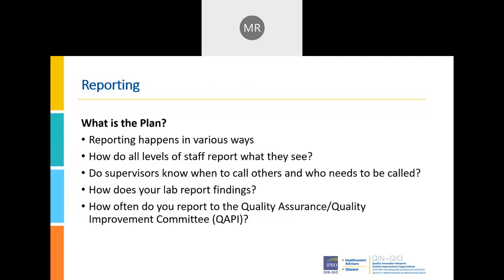So when we talk about reporting, you have to look at what your plan is. Reporting happens in a variety of different ways. It could be all levels, so you want to make sure your CNA knows to report to your LPN, who knows to report to the supervisors, and the DON and administrator know who they need to report to. Reporting in a facility can be many, many layers, and do all levels of staff know to report what they see?